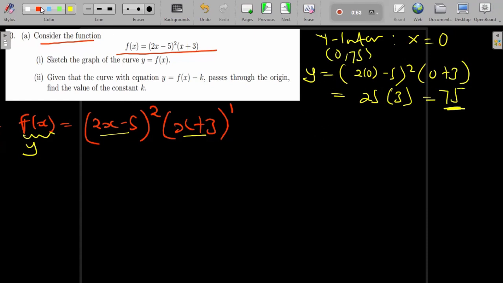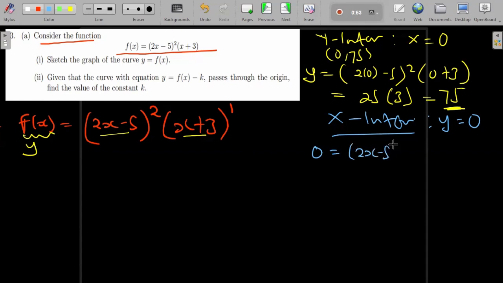And then how do I find my x-intercept? My x-intercept means that my y is equals to 0. So it will just be 0 is equals to 2x minus 5 squared, and then x plus 3. So I can get each of these factors and equate to 0. The first one is x plus 3 is equals to 0, so my x here will just be minus 3. So at this minus 3, the graph is going to cross, because we have an odd power there, or 1.